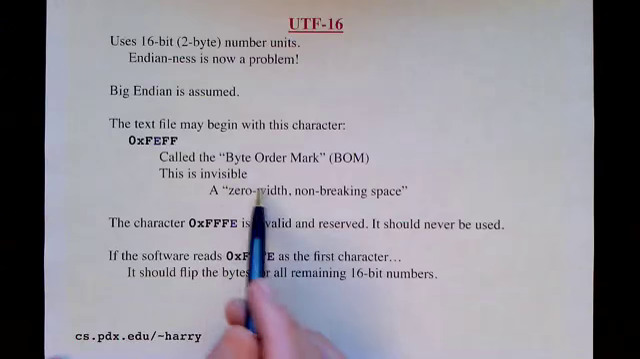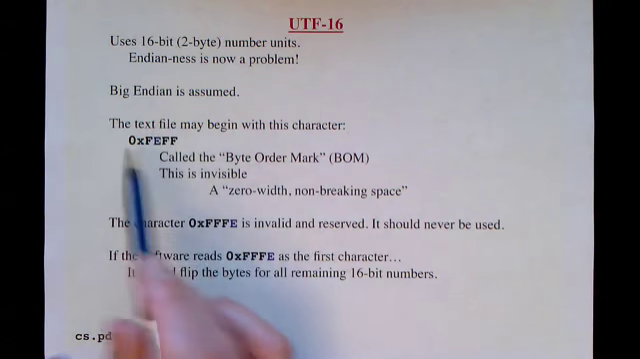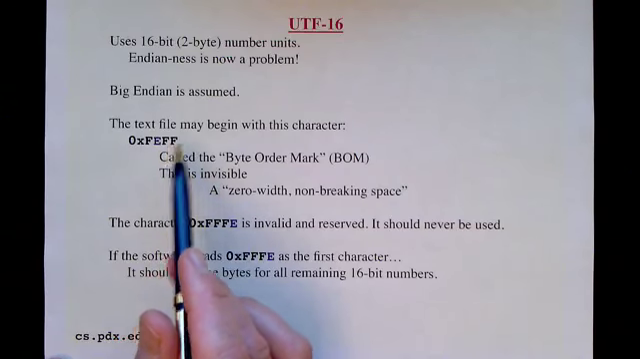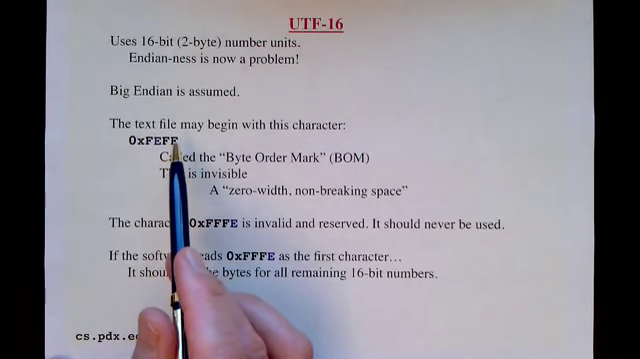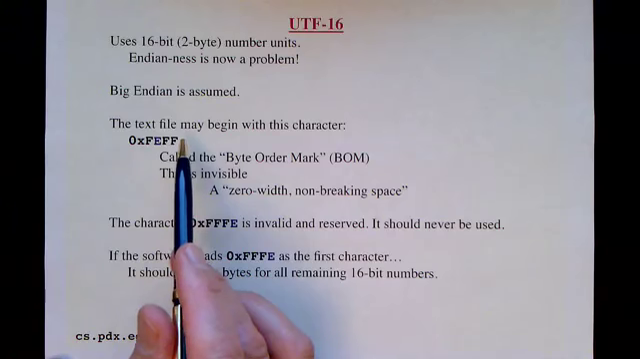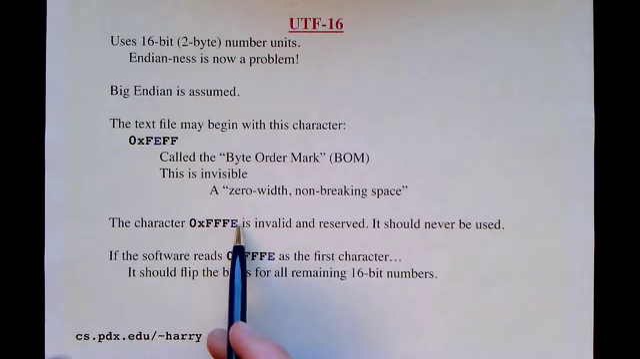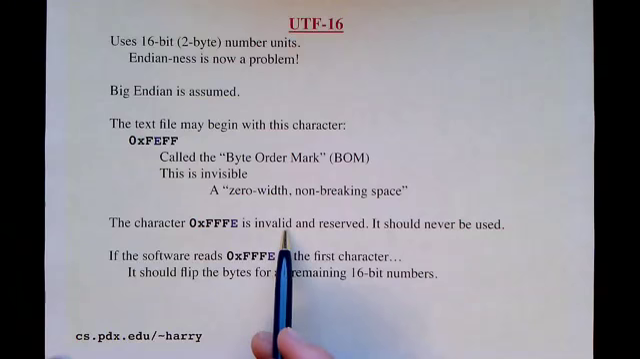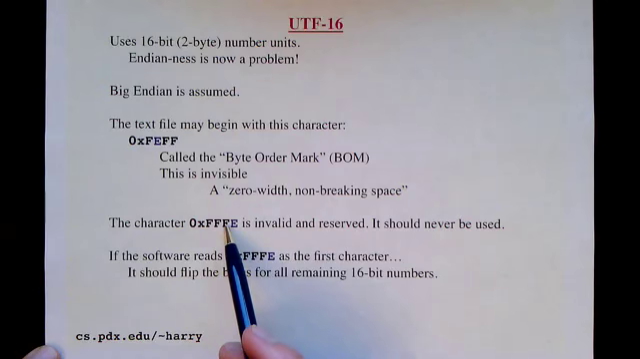So it's a zero-width, non-breaking space character. In other words, it's invisible. It's called the byte order mark, and it's perfectly okay. The file can start off with this character, or this character, I guess, can appear anywhere in the file. And it's not considered a problem. However, the other character, FFFE, where the bytes are reversed, is considered to be an invalid character, and it should never appear in the file. It's illegal for this character to ever be seen in a UTF-16 encoded file.